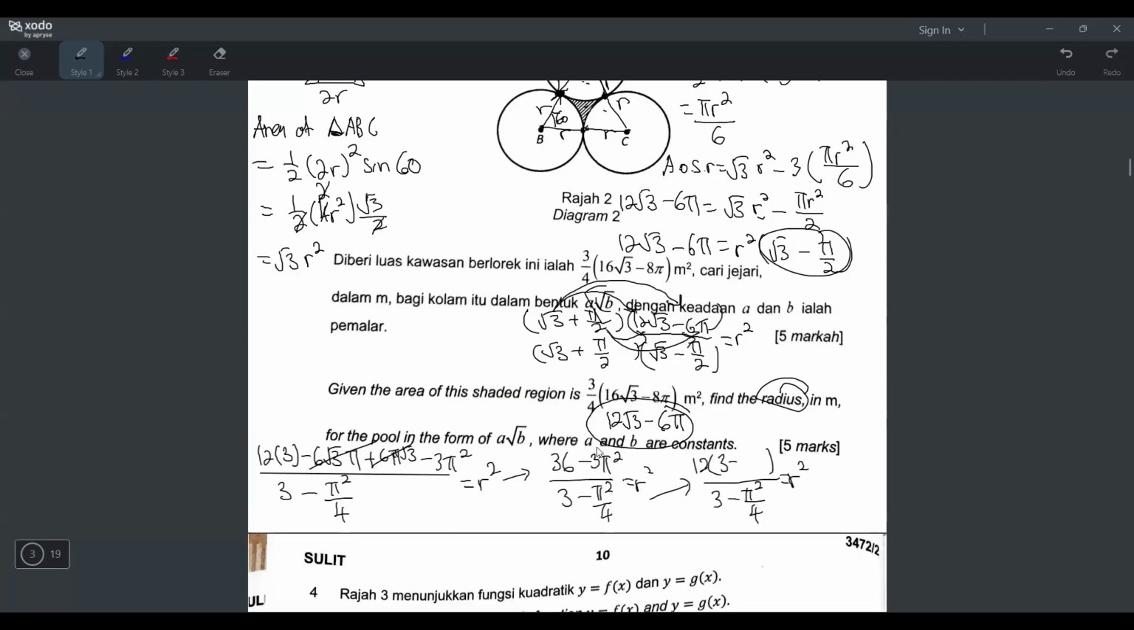Negative 1 over 4. So you're just left with negative pi squared over 4. So now do you understand why I take out 12? Because this one and this one can cancel. So now it's like r squared equals 12 already. So now you can find your r. It will be square root 12, right?